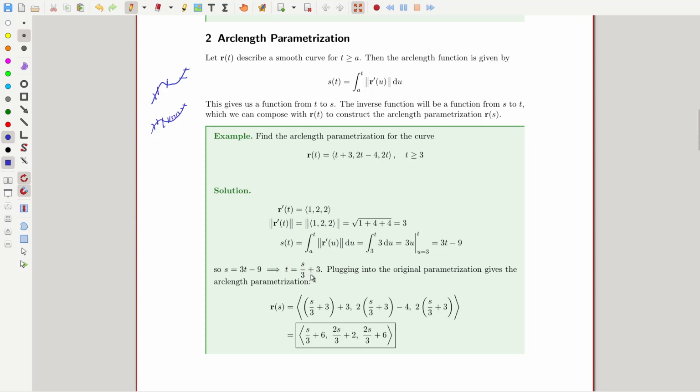And then what you can do is compose this, plug this into the formula for the parameterization. So the way we do that is we insert everywhere that we see t in this expression, we instead replace it with 3s over 3 plus 3 in each of these functions, and that gives you this. Notice we don't do that for the outermost guy, the thing that's defining the parameterization of the curve. And simplifying, we end up with this. So now this is the arc length parameterization of the curve.